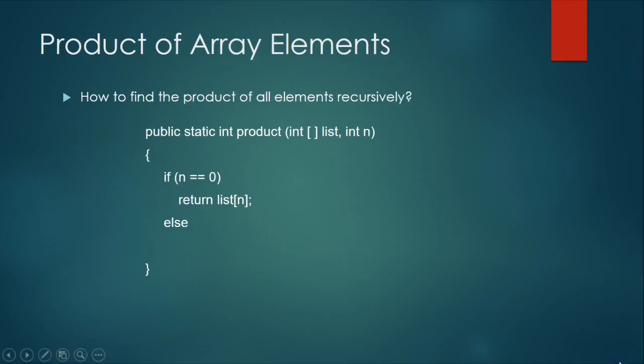We can apply this easily to the product of array elements. It's essentially the exact same code, except now, instead of doing addition, we're doing the product between list at index n and a recursive call to index n minus 1.